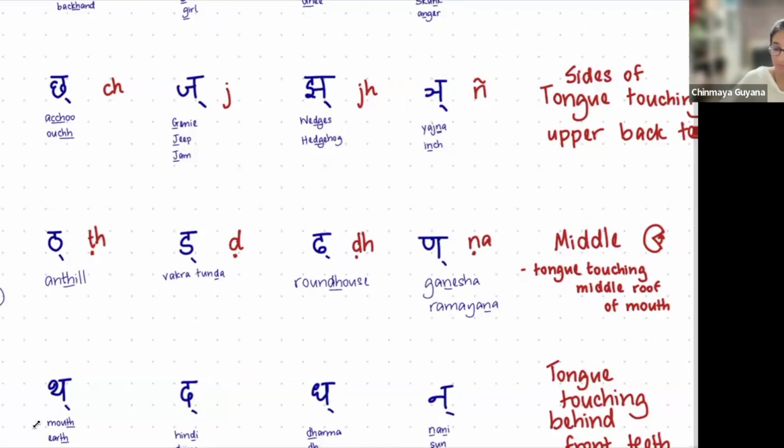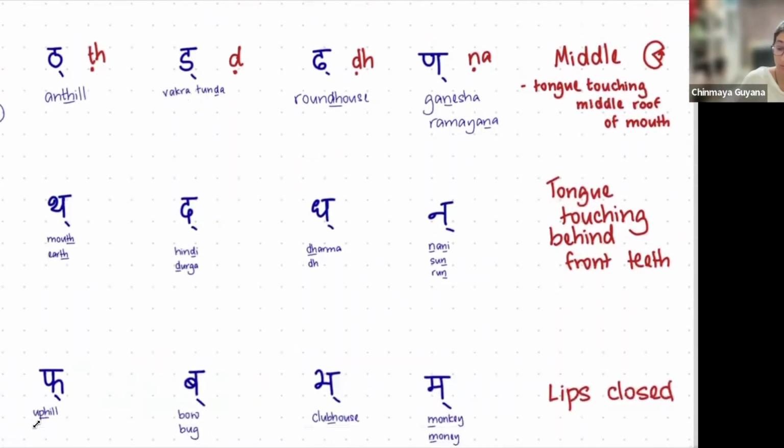Okay? Then we go to the normal ta, tha, da, dha, na, and here the tongue is touching the back front teeth. And it is written the same way, just without the dot.